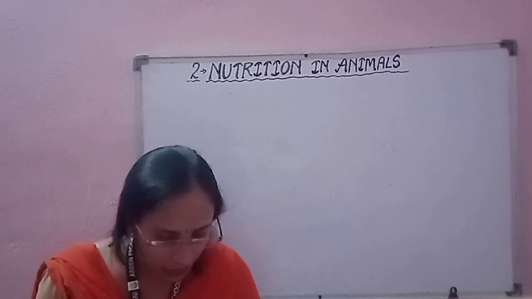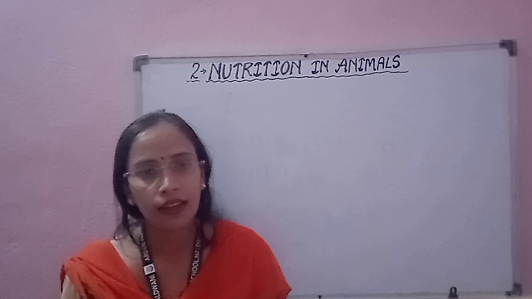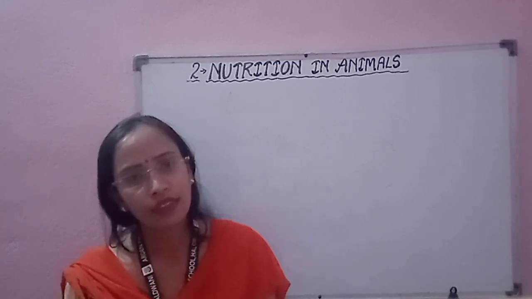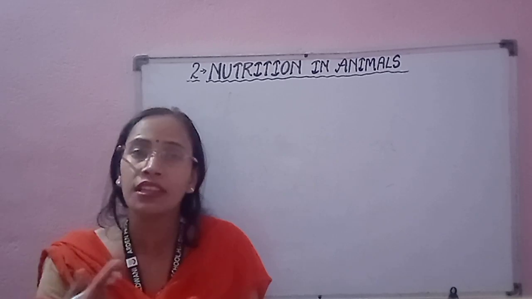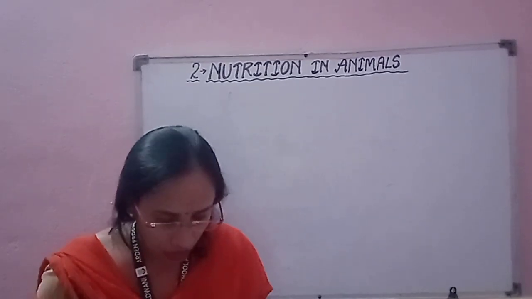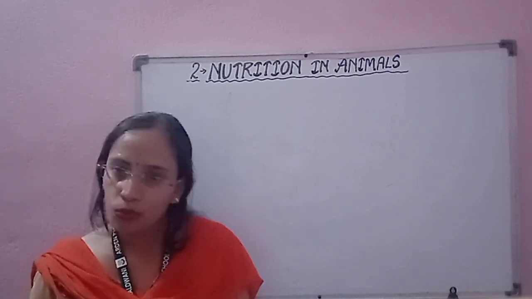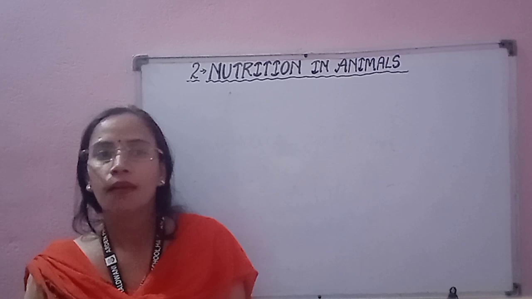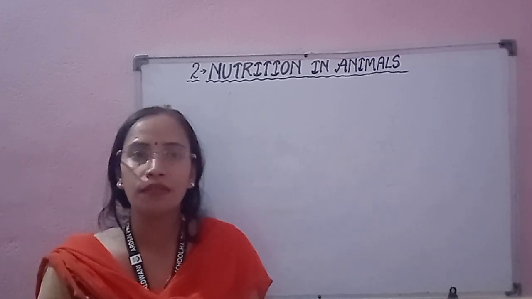Second, the tongue helps in mixing food with saliva. This is true. Yes, the tongue helps in mixing of food with the saliva. Now the third one, the gallbladder temporarily stores bile. True. Bile juice is stored in the gallbladder only. This I have discussed in the video.